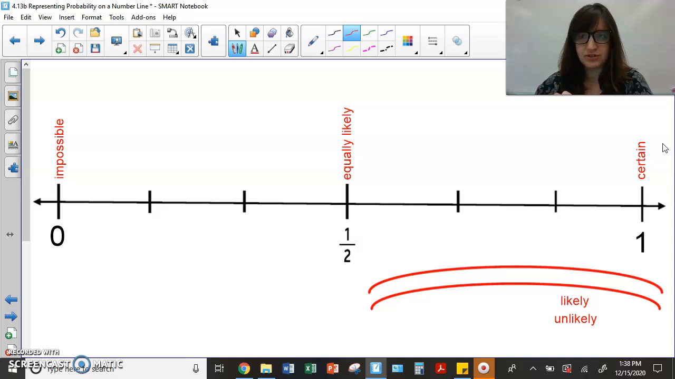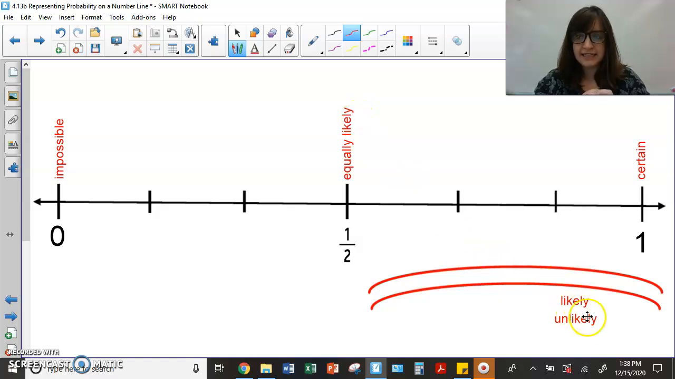If something is certain, it's 100%. There's nothing different that it can be. It's absolutely one whole percent or one whole chance that it will happen. If it's impossible, there's no other chance. It's an exact point, and it's the exact number. It's impossible. Equally likely has to be exactly in half, okay?